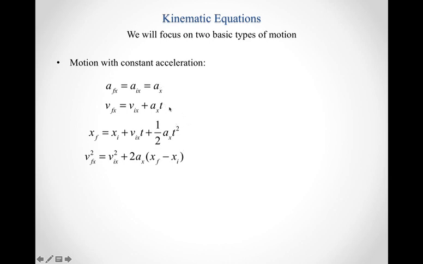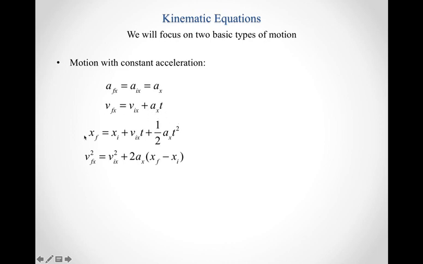The first one is going to tell us, well, what is the velocity as a function of time? So how is the velocity changing as a function of time? And that's given by the final velocity is equal to the initial velocity plus the acceleration times time.